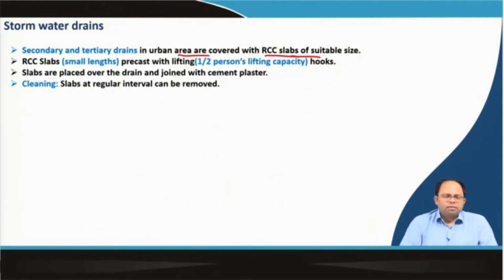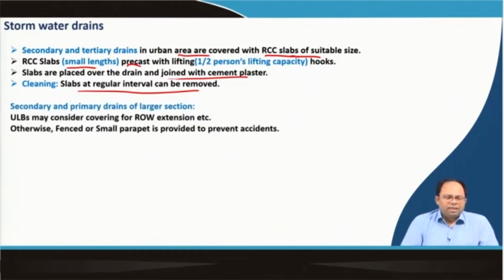And the RCC slabs are usually of smaller lengths, and they are precast, and usually they are designed so that one or two persons can actually lift them using hooks or so on, so that they can lift it, remove it, clean the drain if required, and then put it back. Slabs are placed over the drain and joined with cement plasters. For some other sections where it doesn't need to be lifted, we can plaster it with the existing drain profile made of bricks or RCC. Sometimes the slabs which can be lifted are removed, and then the drain needs to be cleaned at certain intervals.